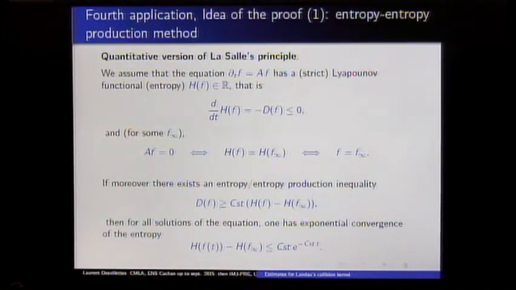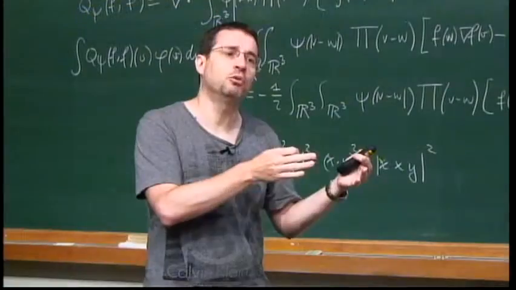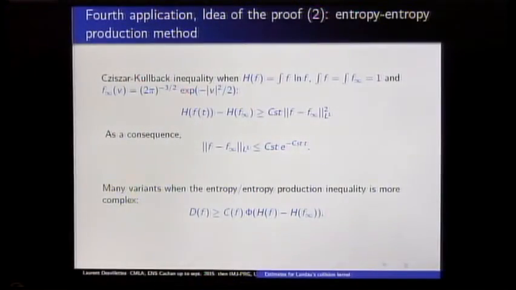Okay, then it happens that in the case when the entropy is a standard physical entropy, that is integral of f log f, and everything is normalized, the difference between the entropies also dominates the L1 norm of f minus the equilibrium to the square. This is called the Csiszár-Kullback inequality, and it's a very standard inequality in information theory. And it's not very difficult to prove. It's completely elementary. So all in all, what happens is that if you have found a relationship between the entropy dissipation and the entropy itself, you end up with an exponential decay for the difference between f and the equilibrium.